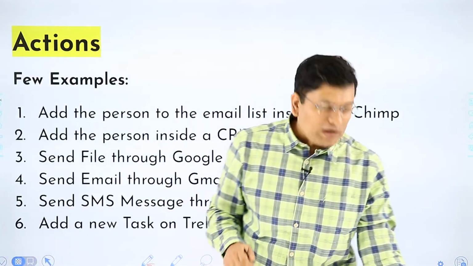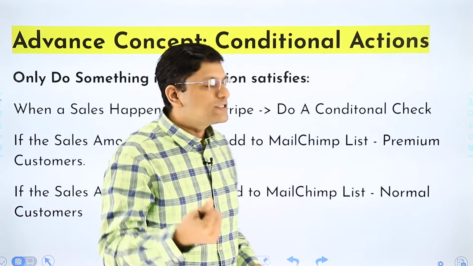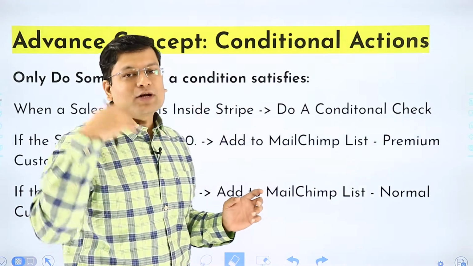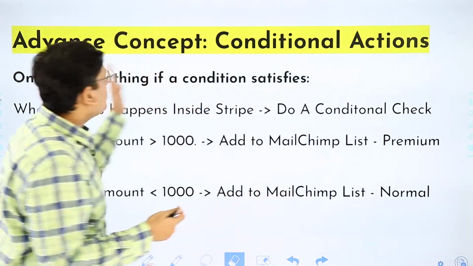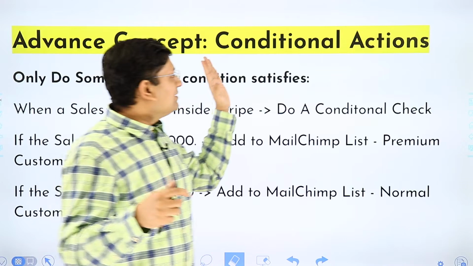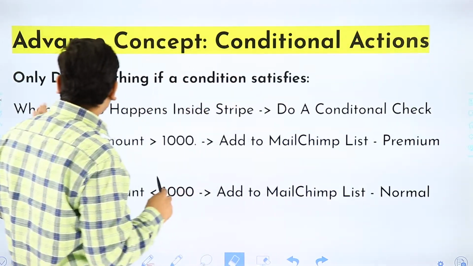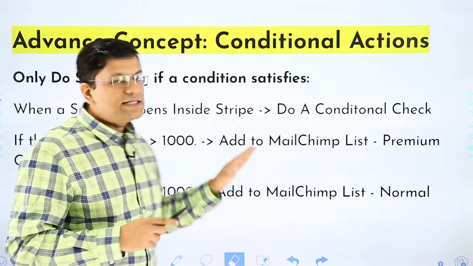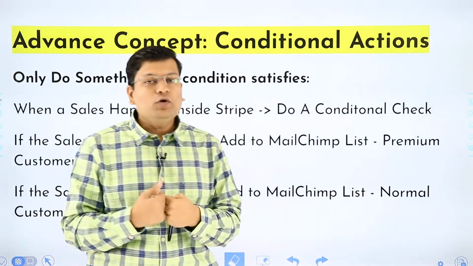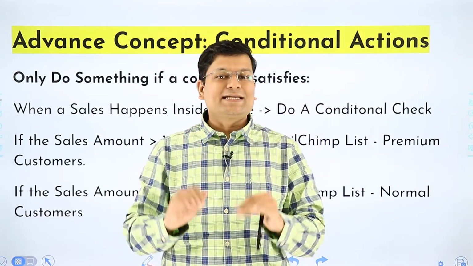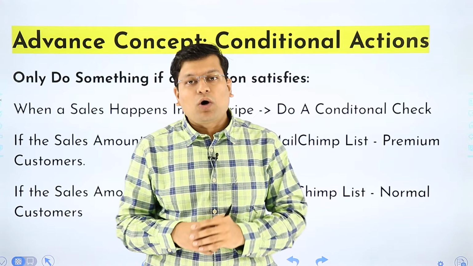In the next video, I will tell you what kind of conditional things, in fact not in the next video, in the next slide, I will tell you what are the different kinds of conditional things that you can do. This is an advanced concept. The advanced concept is all about conditional actions. Now only do something if a condition is satisfied. Again, we want to do something, but only when a condition is satisfied, and that is what conditional actions is all about.